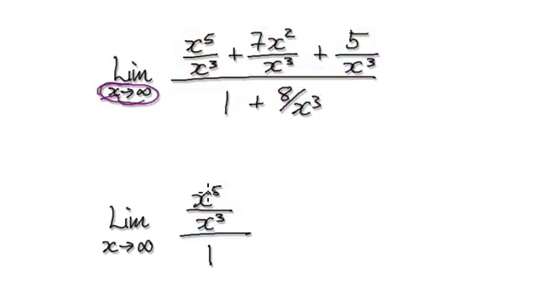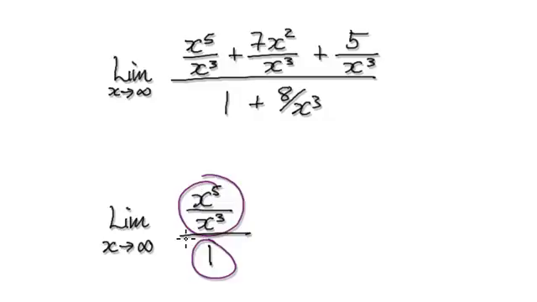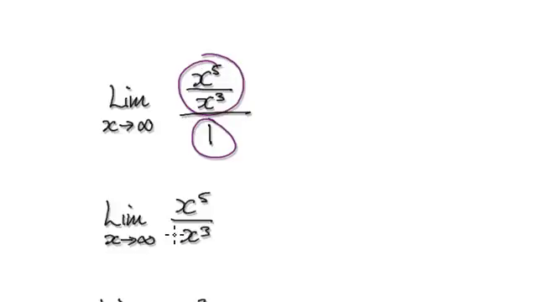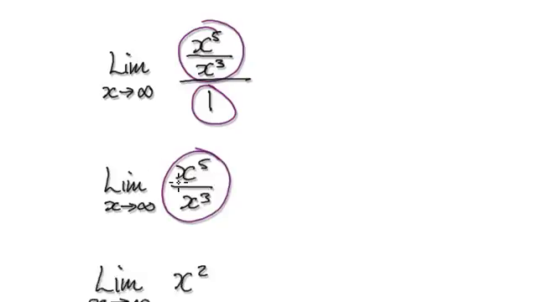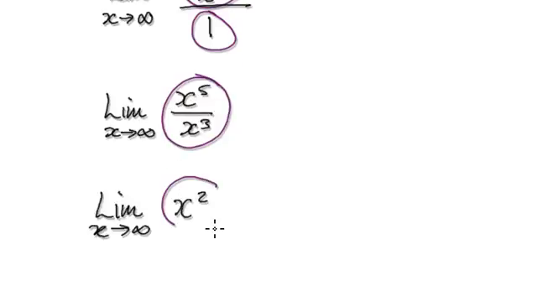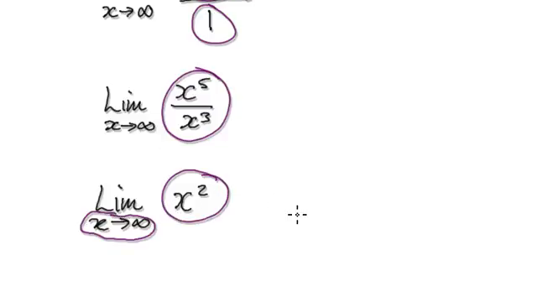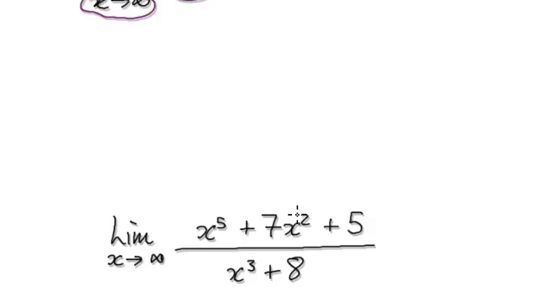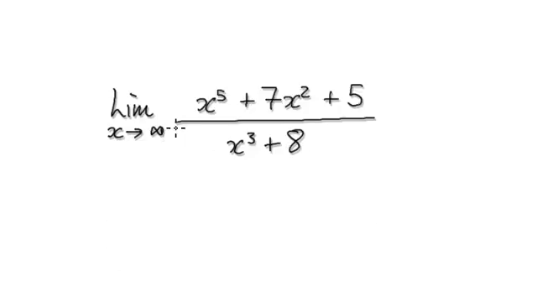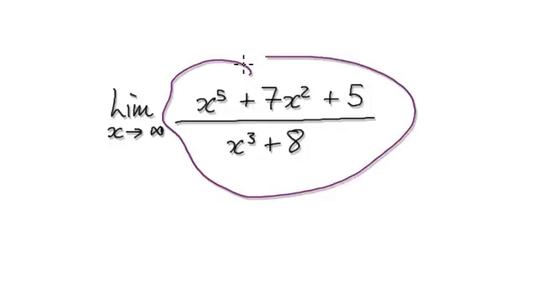Now when you have something divided by 1, it just collapses down to this thing here. You can simplify it to x squared. So as x tends to infinity, the whole thing here will tend towards infinity. As x tends towards infinity, this whole thing will tend towards infinity as well.